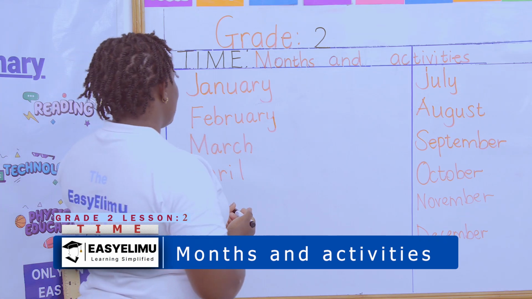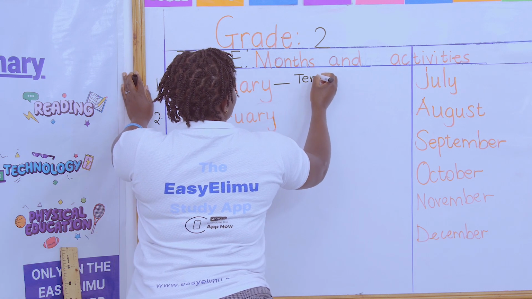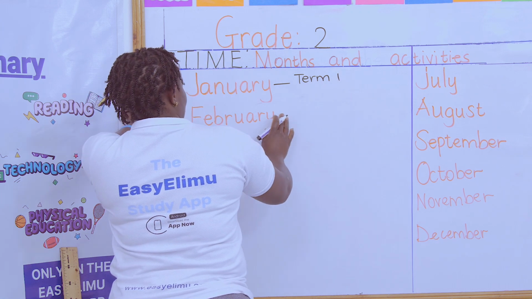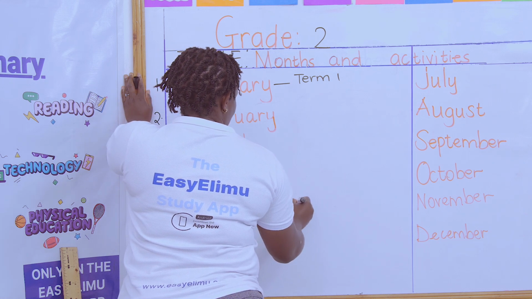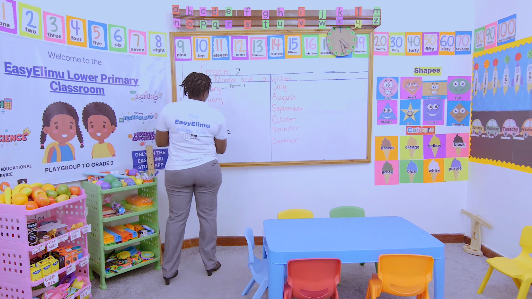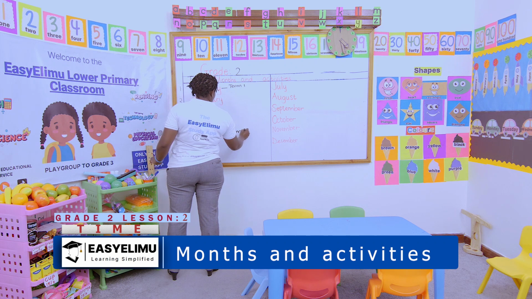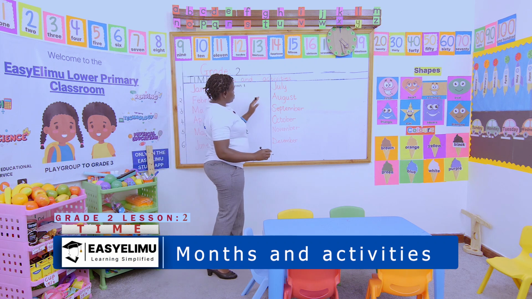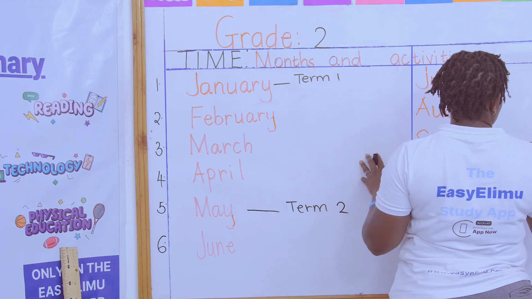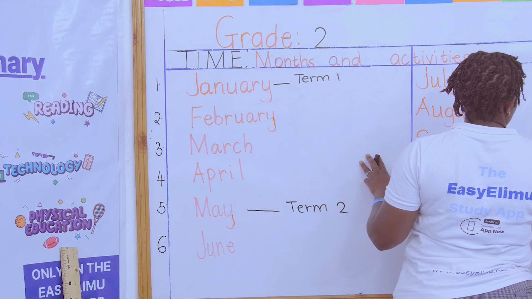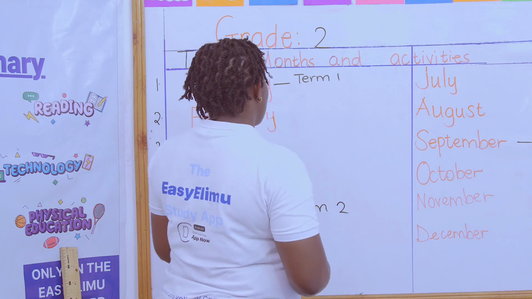Into 3 parts. We have term 1. This is where we start term 1 in the school. Then we go February, March, April, we close. Then May we have term 2. That is when we start our second term. Then we go to June, July, August. September is when we start term 3. That is school activity. Then we go to October, November, and December we close.